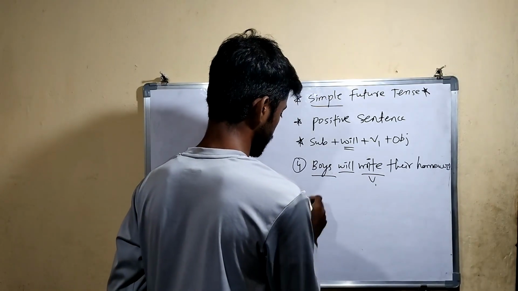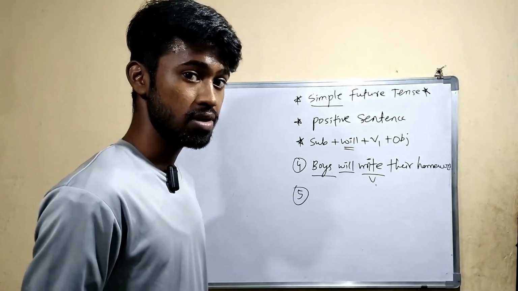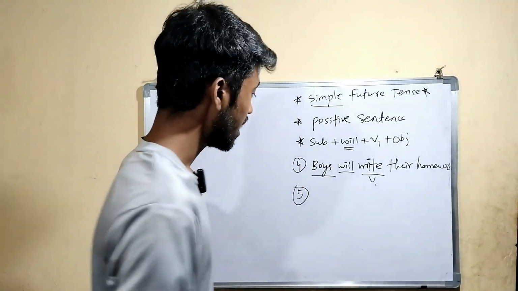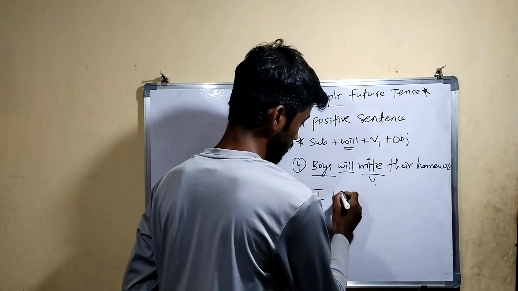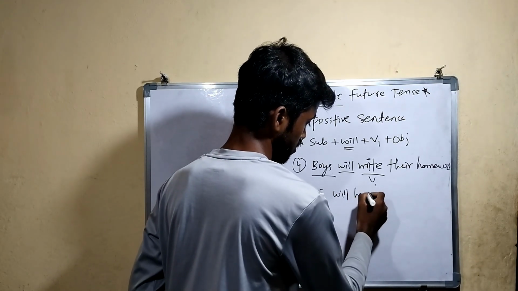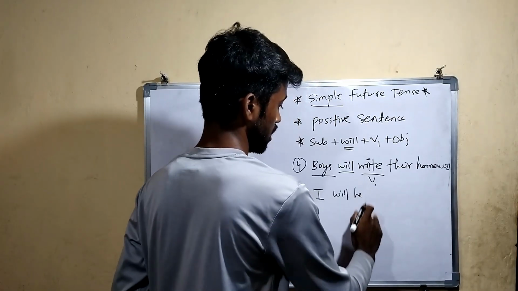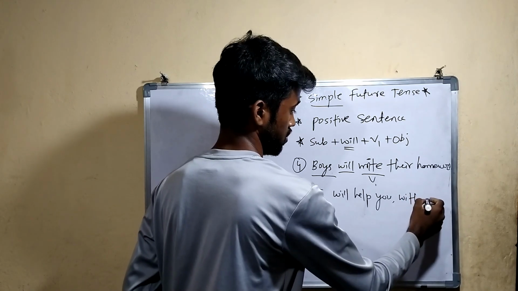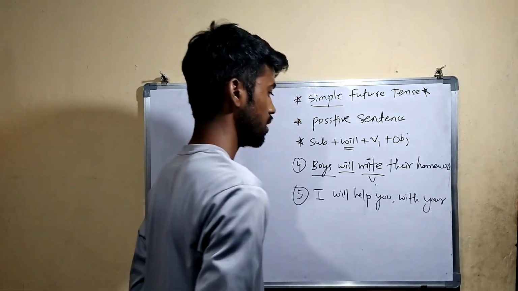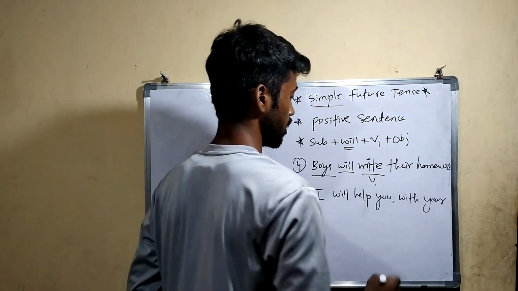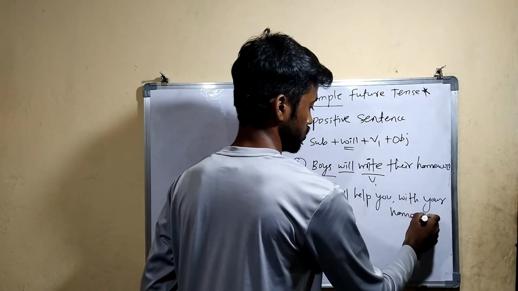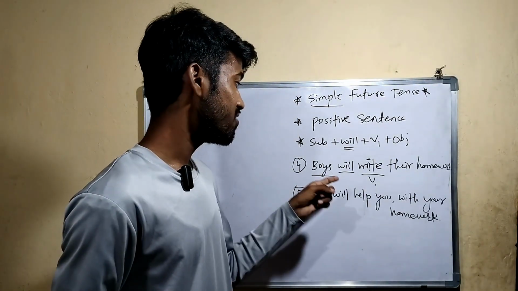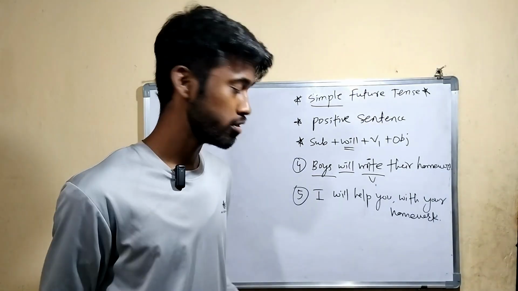Now last example. Okay, let's take one promise. Even in the promise we are going to use simple future tense, right? As I told you, I will help you with your homework. Your friends will make promise with you, right? I will help you with your homework, but they will never help. So you should do your work by your own. Don't depend on others. I will help you with your homework.